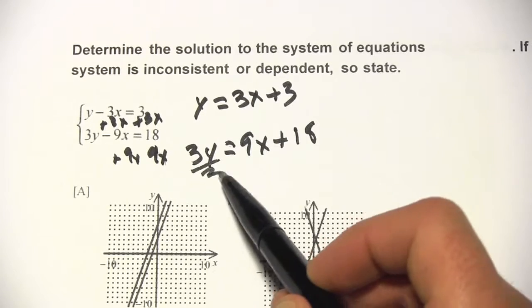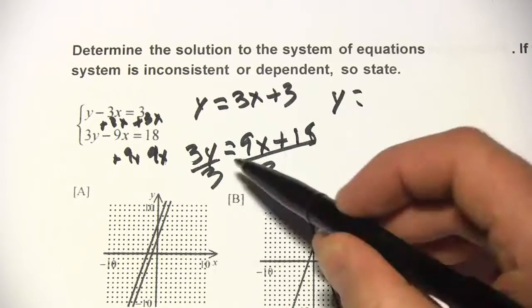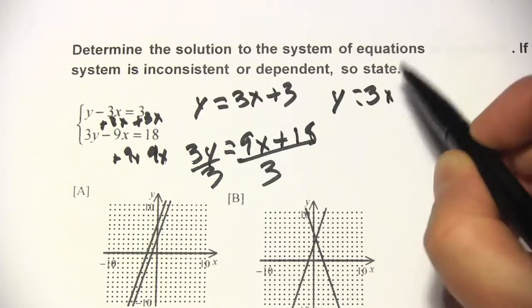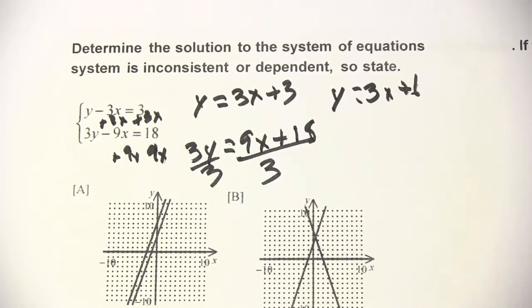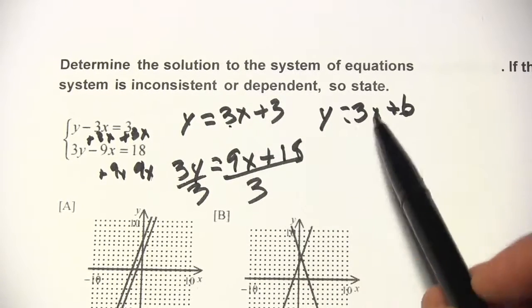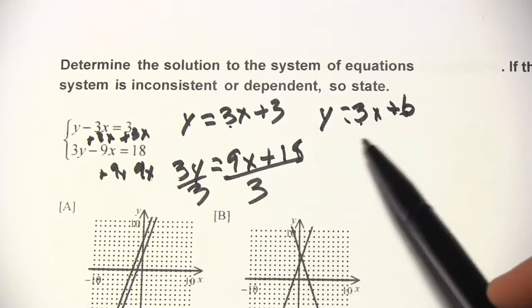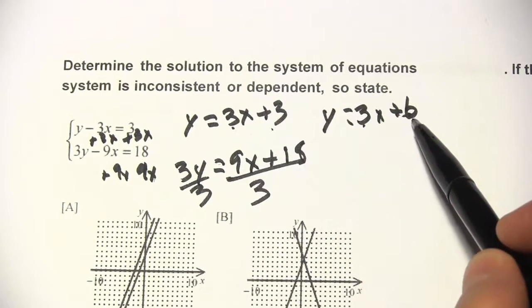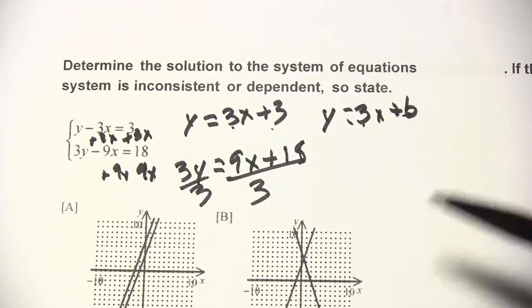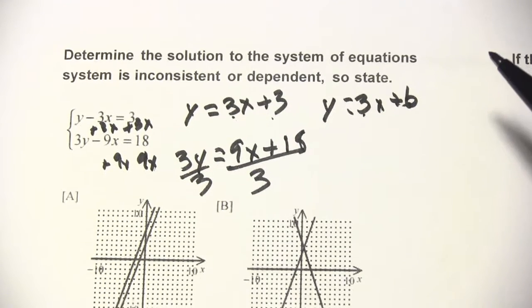Now we need to divide by 3. So I'll put it up here again. We're going to get y equals 9x divided by 3 is 3x. 18 divided by 3 is 6. Looks very similar to the last problem. We have the same slopes, they're both positive in this case. And then different y-intercepts. So these are parallel lines. The system is inconsistent. There's no solution.